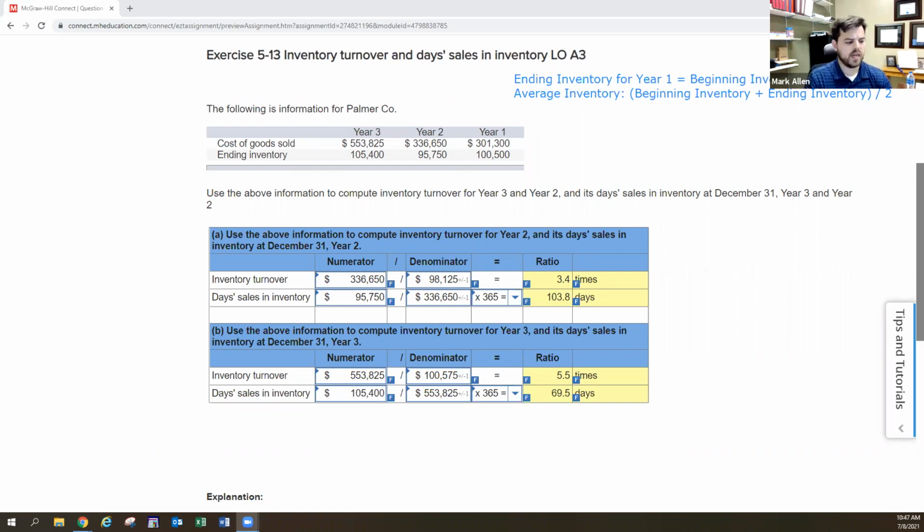So in this case, days sales in inventory is simply ending inventory over cost of goods sold times 365. So ending inventory divided by cost of goods sold times 365. And of course, the exact same thing here.